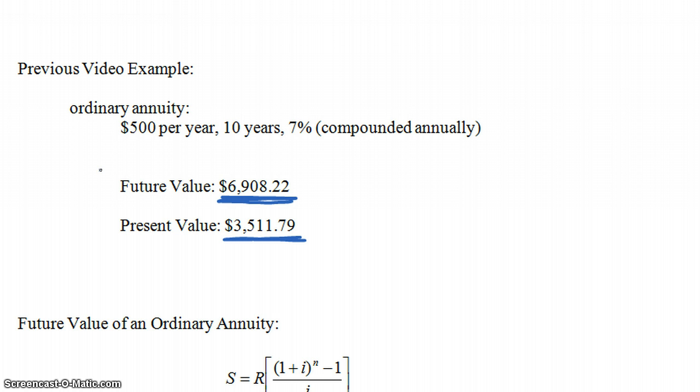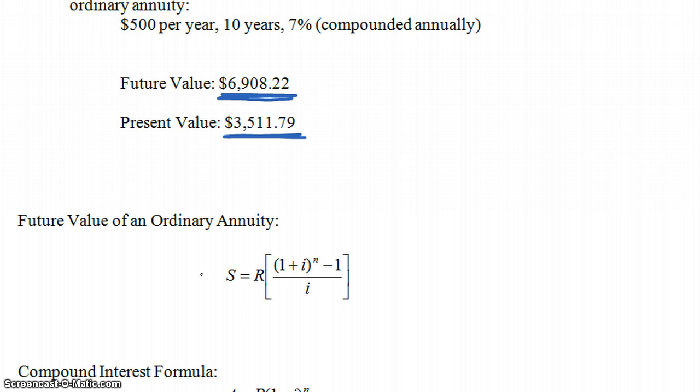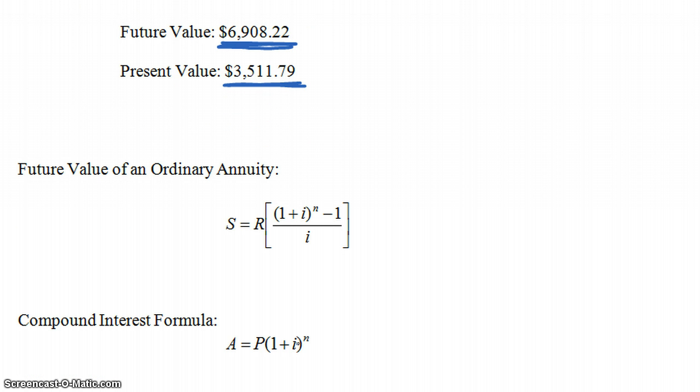So how do we find those? Well, to find the future value, we use the formula for the future value of an ordinary annuity, and we did that in the previous section. But the present value, how did we find that? Well, once we found the future value, we used the compound interest formula to find the present value. So to find the present value, we really did a two-step process. We used these two formulas.